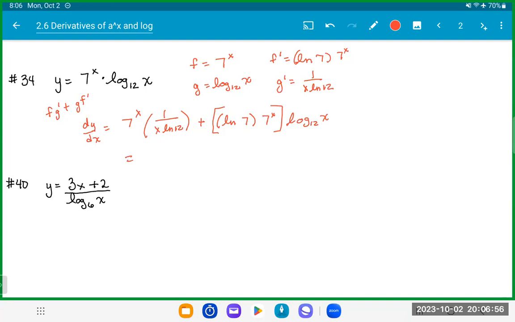So this then is going to simplify. I would have 7 to the x over x ln of 12. There's nothing I can simplify here. I can't cancel the x in the denominator with the x in the exponent. It just doesn't work that way. Plus, I can simplify a little bit here. We could put the 7 to the x first, then ln of 7 times the log base 12 of x. And that's the most we can simplify that problem as well.